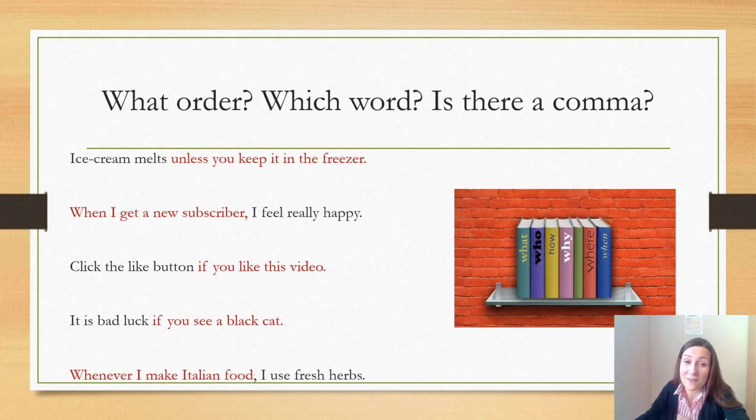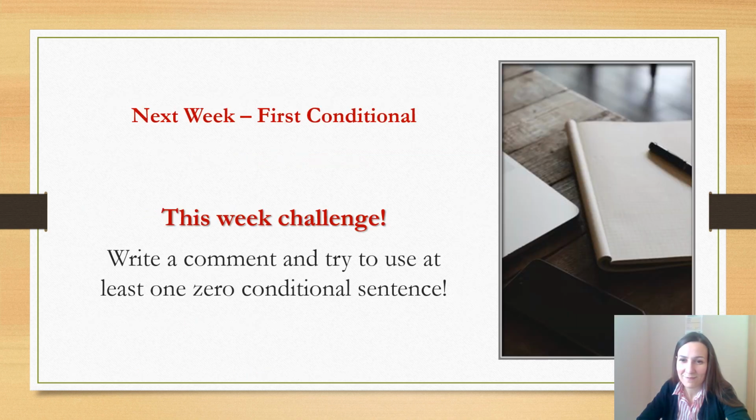Whenever I make Italian food, I use fresh herbs. Now we have the word whenever, so we've had unless, when, if, whenever. It's in the first place, the condition, and there is a comma. So, if you haven't guessed already, when the condition comes first, we use a comma. When the condition comes second, we don't use a comma. And that's it. This is it about the zero conditional.